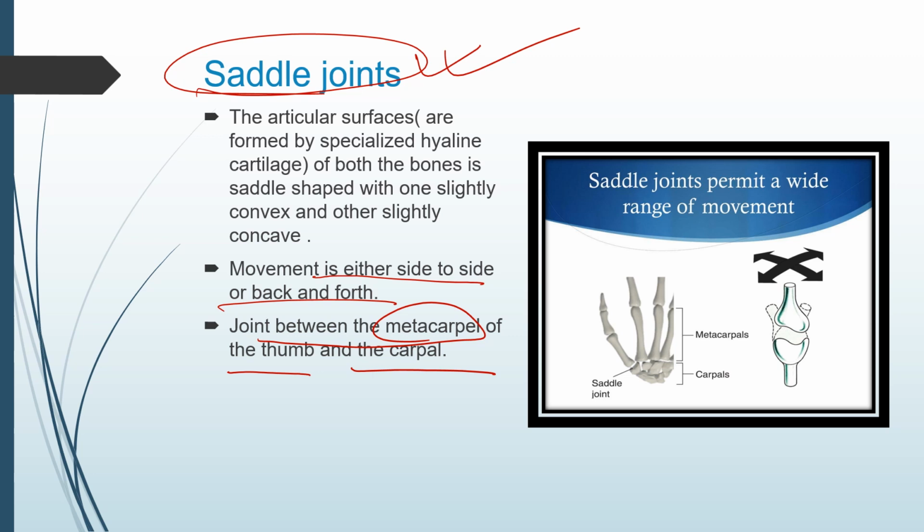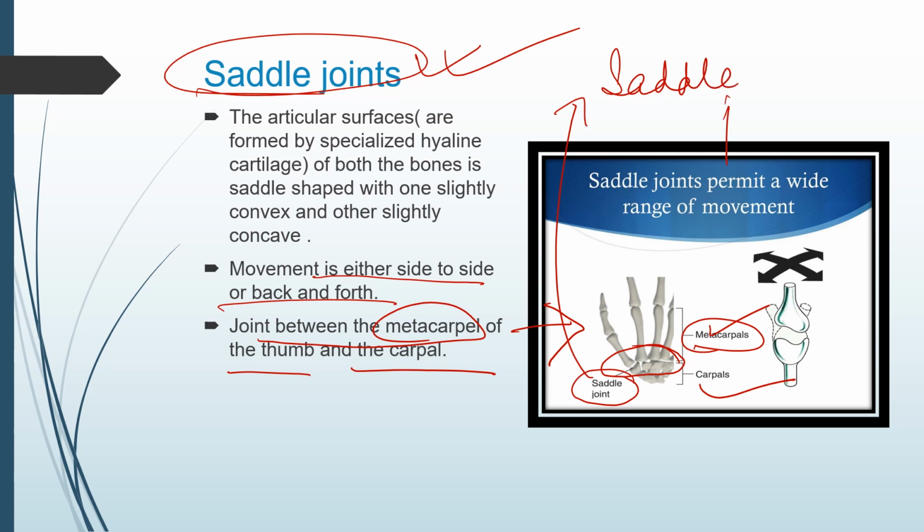Now refer to this diagram. We can see these are the metacarpals, and these are the carpals. The joint between the metacarpal of the thumb and the carpal is the saddle joint. Is it clear? And you can see that this is the saddle shape, where one surface is slightly convex and the other is slightly concave.